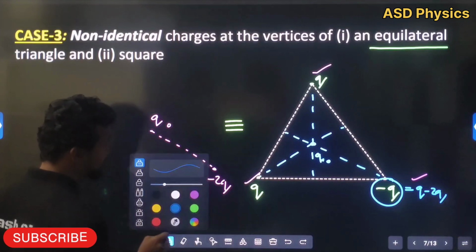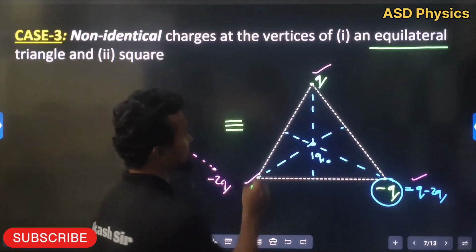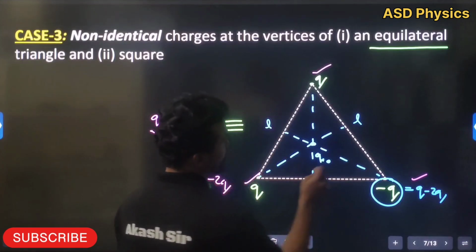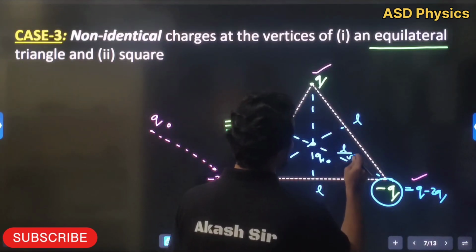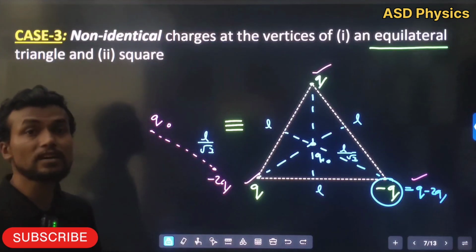And can you get please, in case of the triangle, the length will be how much? This length? Students, see here please. If this is L, then students, this length is used to be L by root 3. This length is used to be how much here? L by root 3. Now can we get the force?